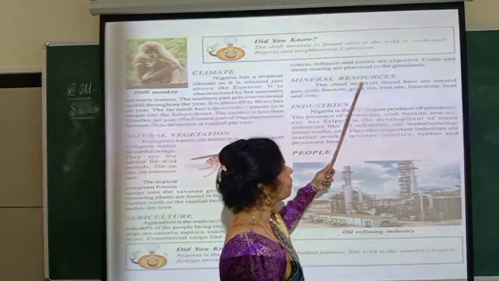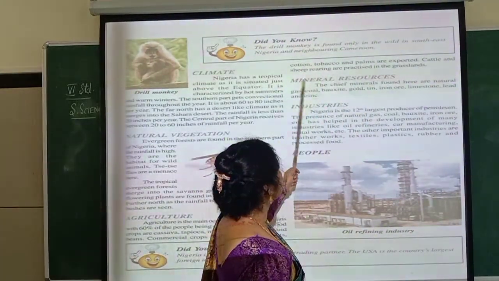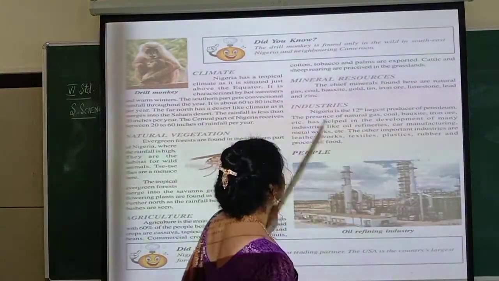So when there is presence of grass, what will happen? Cattle will be there and sheep will be there. So cattle and sheep rearing are practiced in the grasslands.